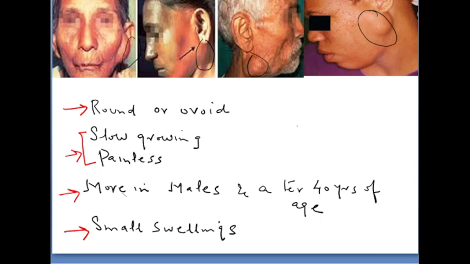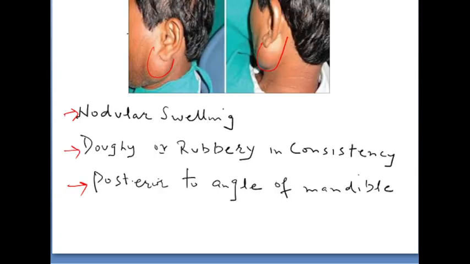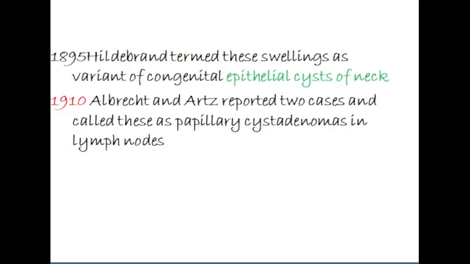These are common in males and seen after the fourth decade of life. The swellings are nodular. The consistency is doughy or sometimes rubbery. In 1895, these swellings were called congenital epithelial cysts of the neck. In 1910, two cases were reported and were termed papillary cystadenomas in lymph nodes.